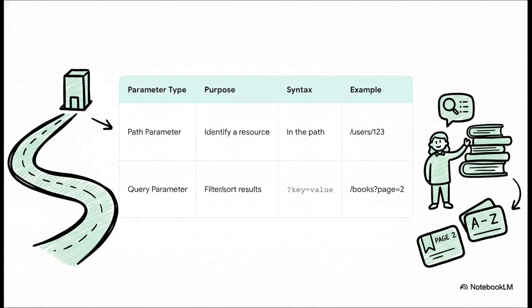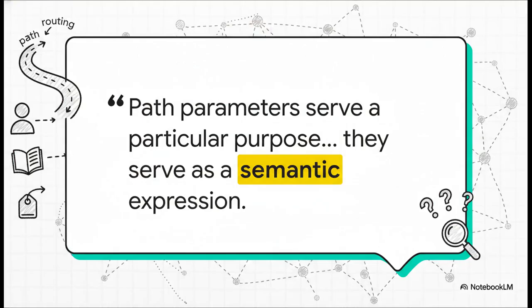It's like telling a librarian, hey, I want the books, but only show me page 2, or sort these books by author. Exactly. This quote nails it. The path /users/123 has a clear meaning.